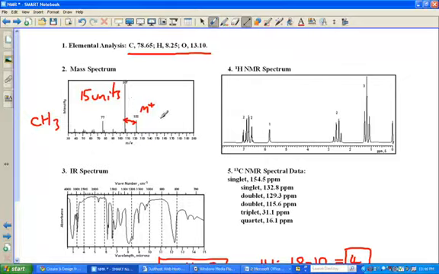Okay. All right, so we've looked at the combustion analysis. We've looked at the mass spectrum.